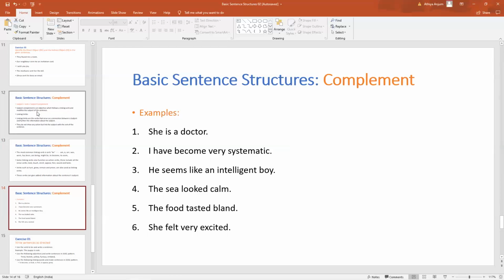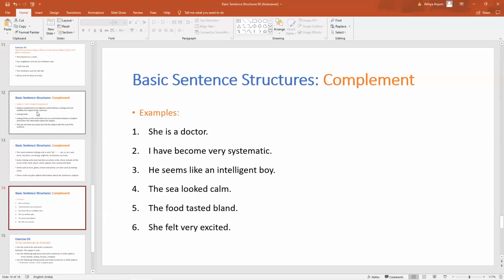He looks like an intelligent boy. He seems like an intelligent boy. He seems an intelligent boy. About whom are we speaking? About the subject he. How? Intelligent. So that becomes your SC. The sea looked calm. You remember the other verb, looked. So how did the sea look? It looked calm, peaceful, right? So that is the subject complement, the adjective that we are using to describe the sea. The food tasted bland.